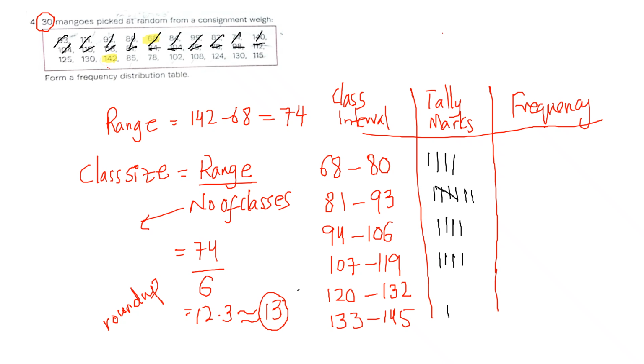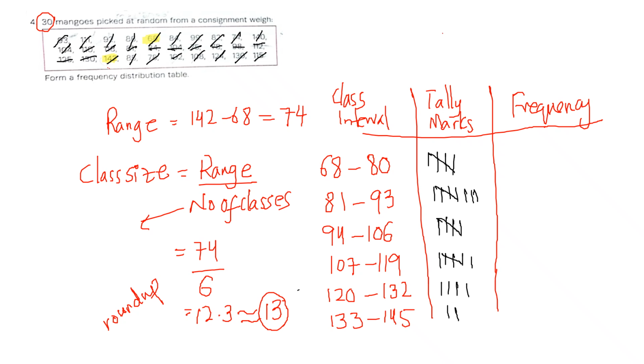112 lies here. 125 lies here. Then I have 130 lies here. 142 here. 85 here. Then I have 78 lies here. Fifth mark. 102 lies here. Fifth mark. Then I have 108 lies here. Fifth mark. Then 124 lies here. 130 here, and 115 lies here.